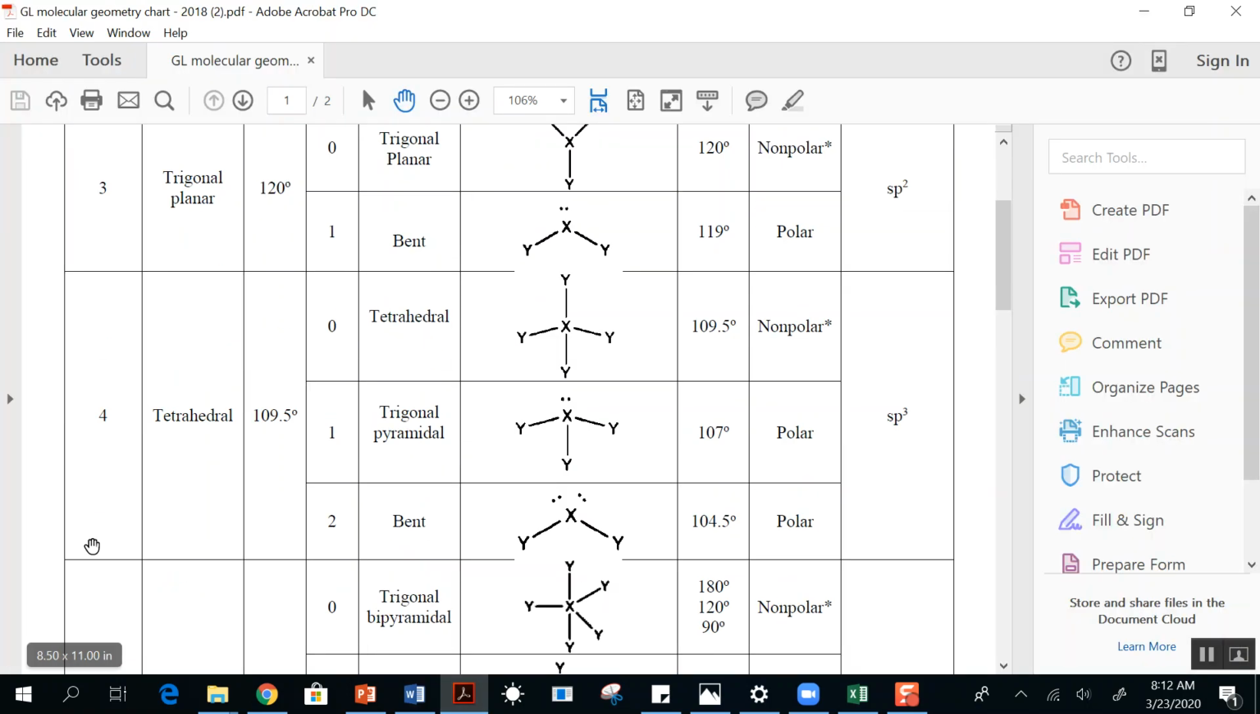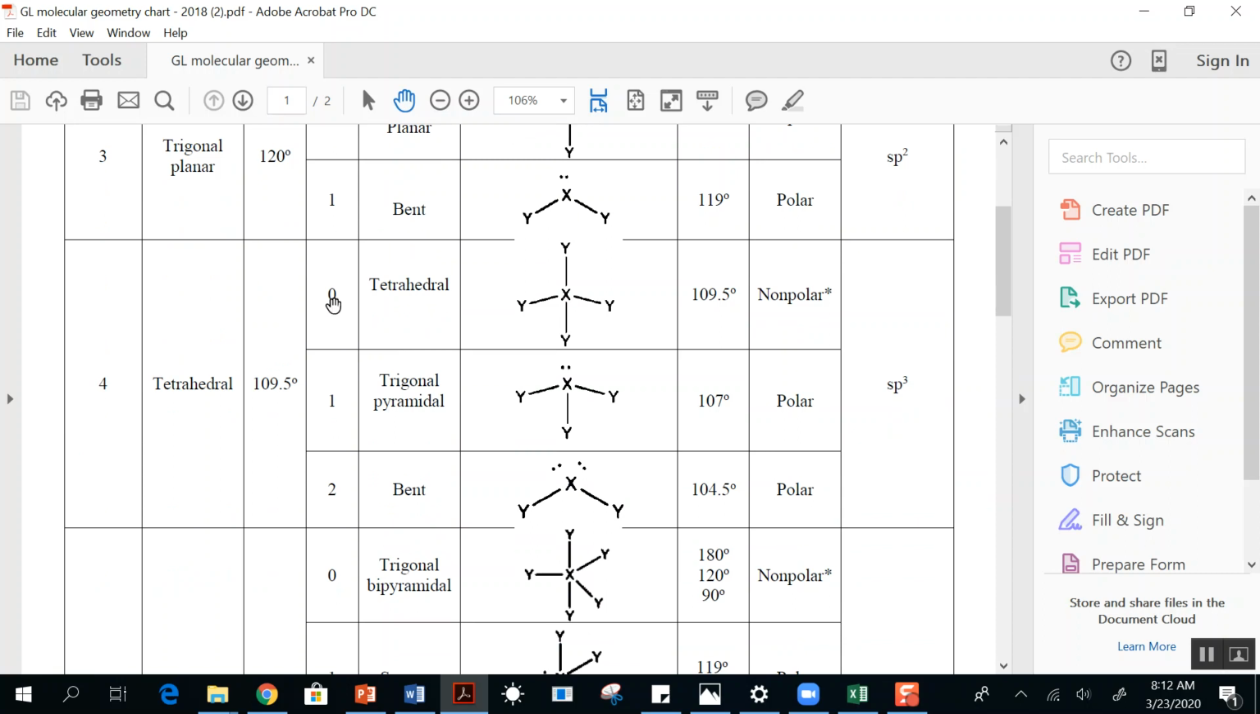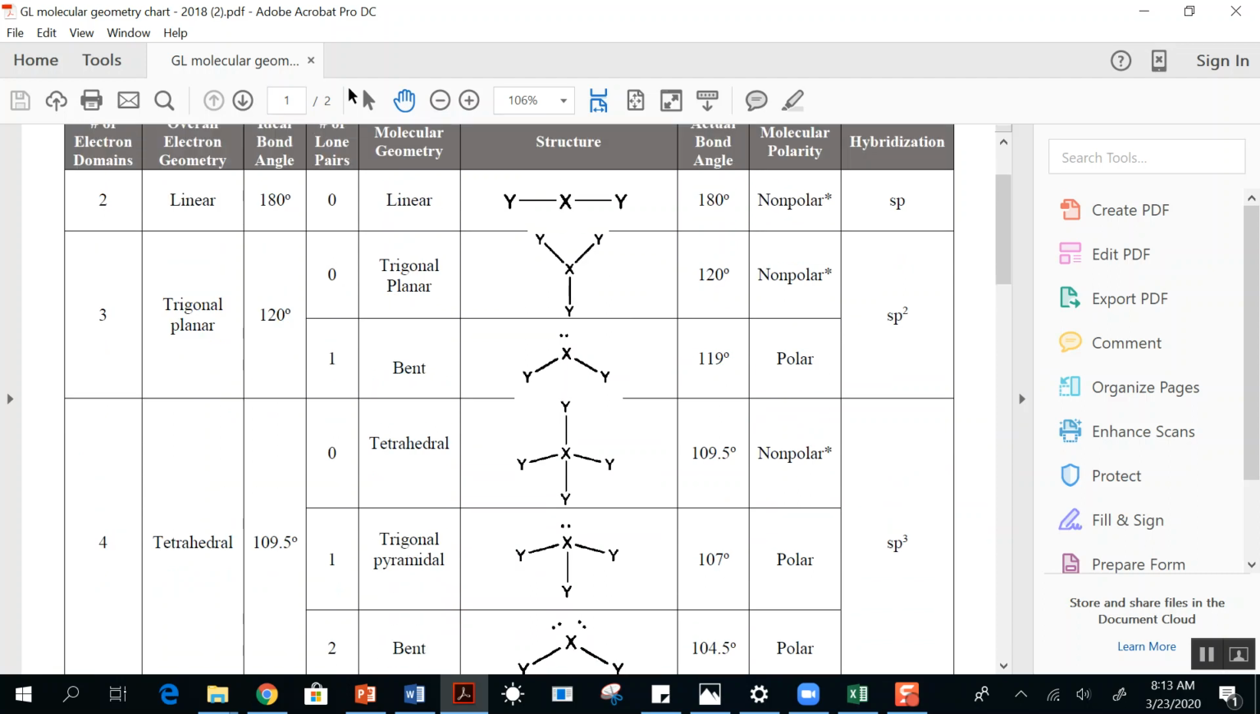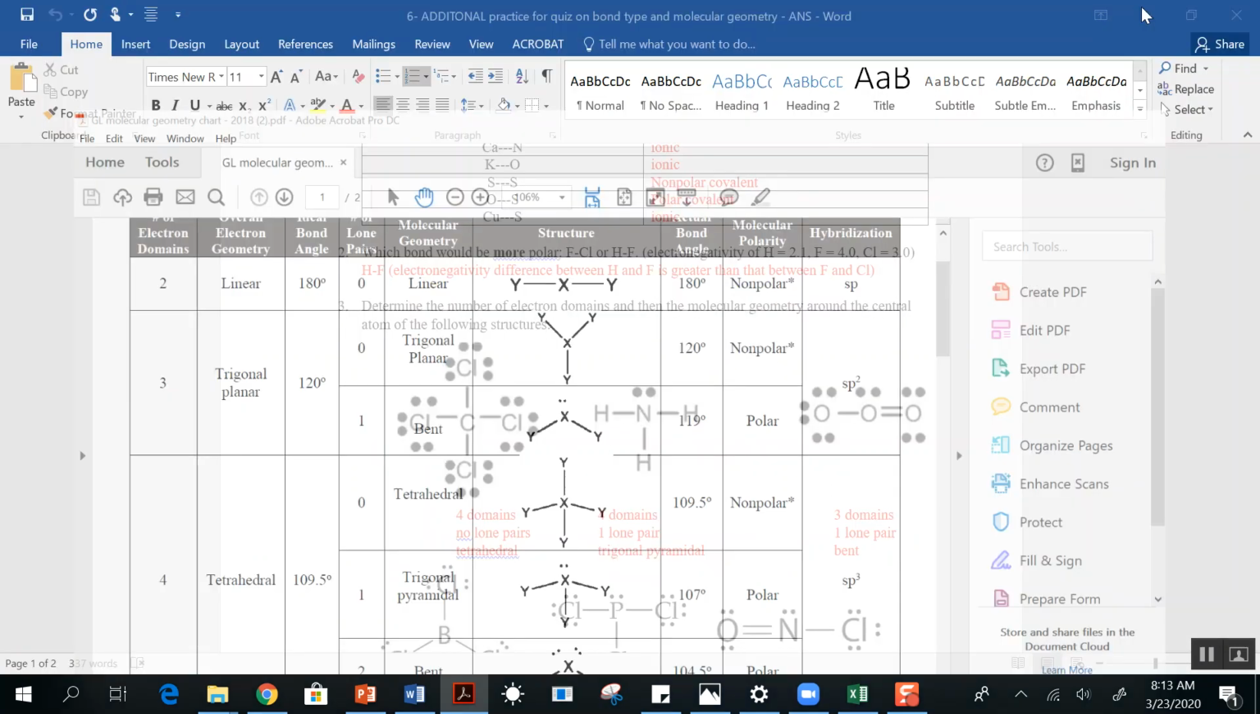So if I go to the chart, 4 domains, none of them are lone pairs, that's tetrahedral. All the angles between them would be 109.5. It would look kind of like this in a 3D structure. These are typically going to be nonpolar molecules, though they can contain polar bonds. The entire thing might be a nonpolar molecule, and we'll talk about why next lesson.